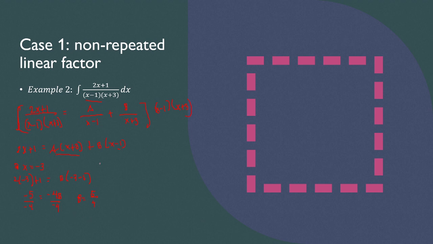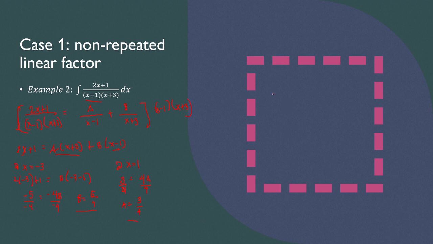Okay, now let's try to get a. To get a, we will eliminate b at x is equal to 1. So at x is equal to 1, this is 2 times 1 plus 1, that's 3, equals a times 1 plus 3, so that's 4a. Divide both sides by 4. So therefore, our a is 3/4. So we have b as 5/4, a as 3/4.